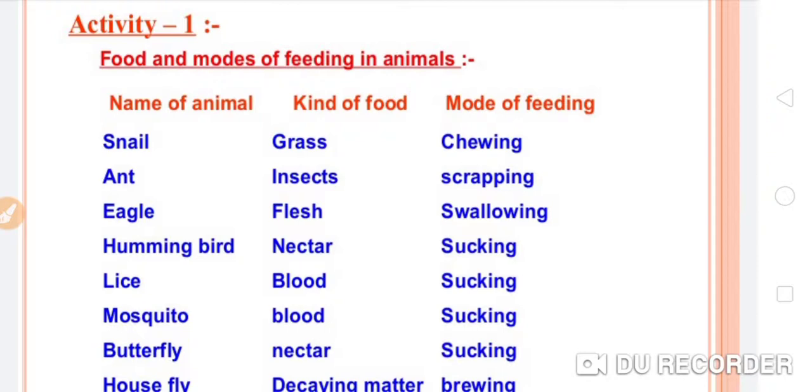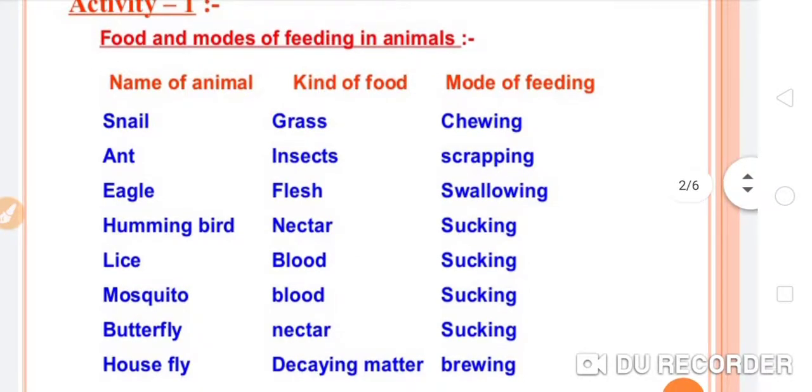Here we have mentioned food and modes of feeding in animals. So here you can see there are three different categories. Number one, name of animal, second, kind of food, and third one is the mode of feeding. In the first, the name of animal is snail and the kind of food is grass. Mode of feeding is chewing. Now second one is the ant. Kind of food is insects. Mode of feeding is scraping.